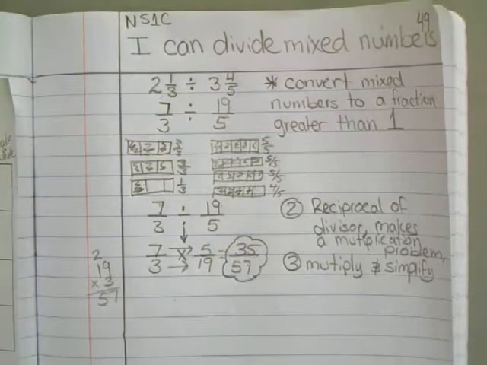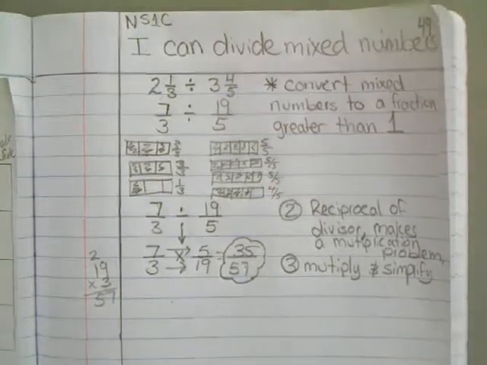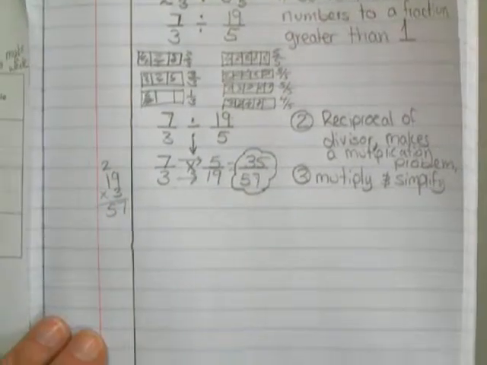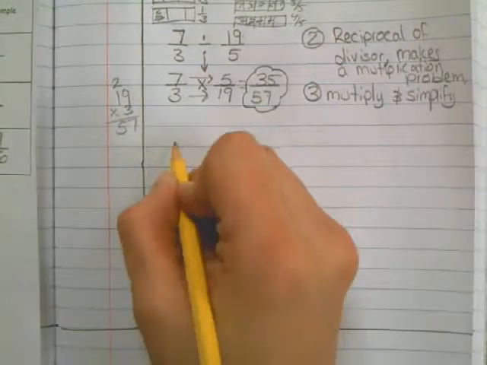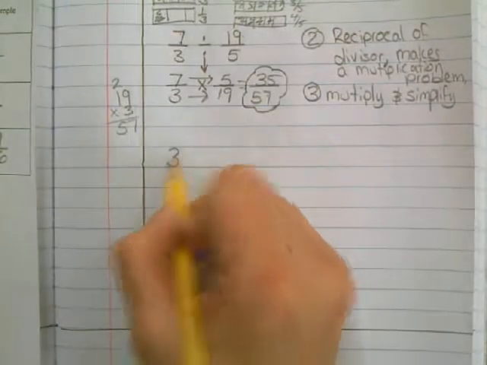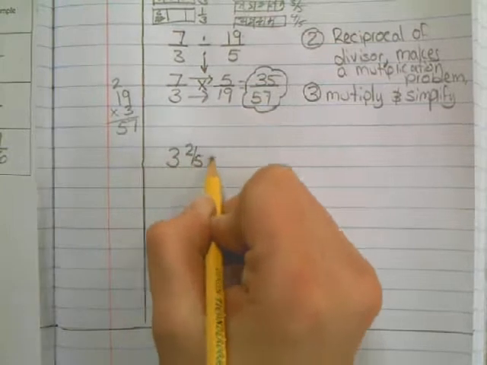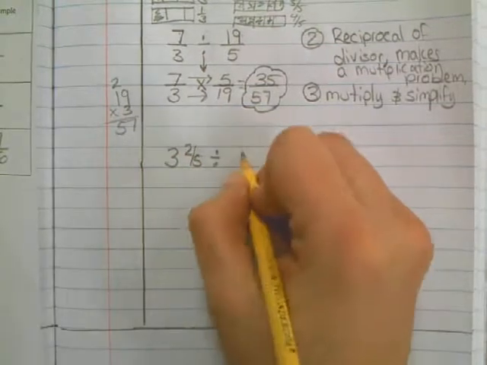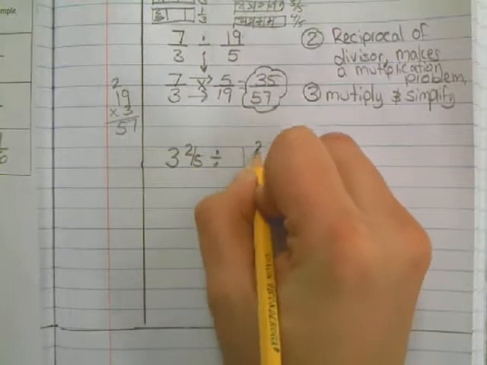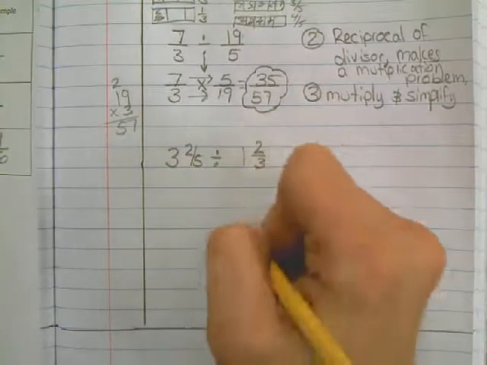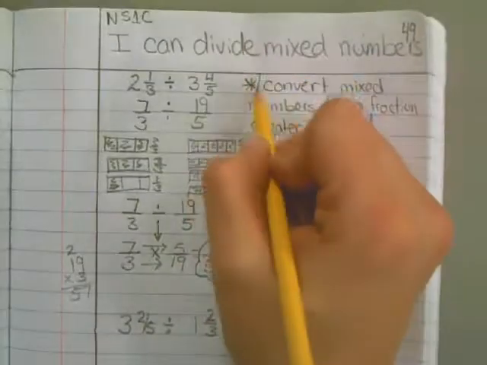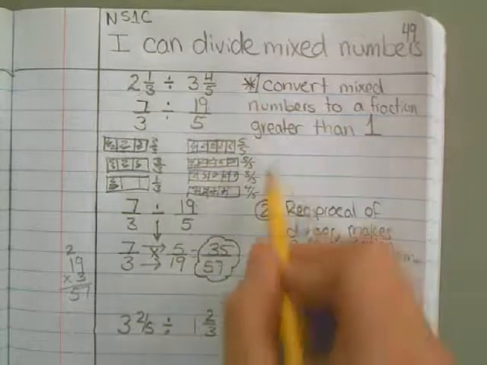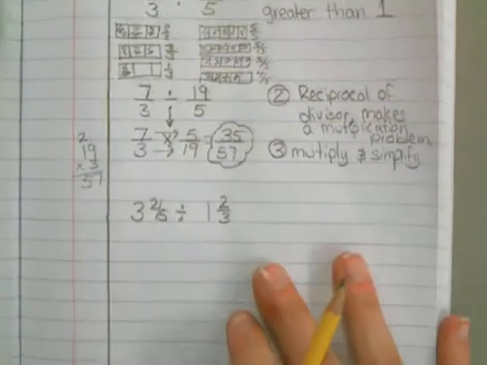Okay, let's take a look at one more of those problems before I turn you loose on your own. Let's take a look at 3 2/5 divided by 1 2/3. Again, if we look at step 1, we need to convert that. Step 1 is convert mixed numbers to a fraction greater than 1. So these mixed numbers I need to convert to a fraction greater than 1.